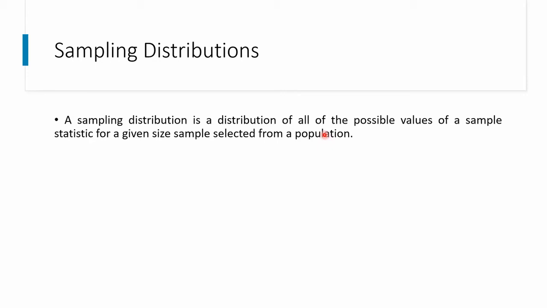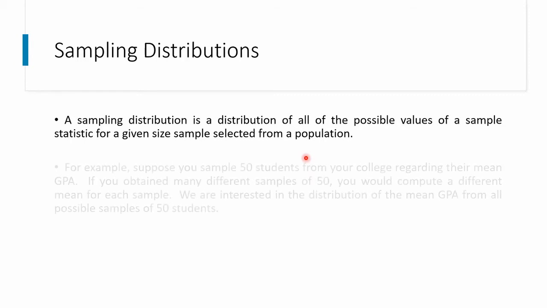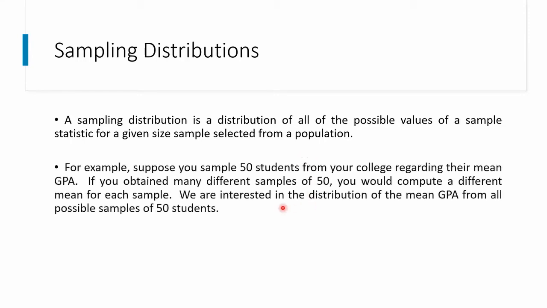Right. So sampling distributions. What is this? A sampling distribution is a distribution of all possible values of a sample statistic for a given size sample selected from a population. So it's a distribution of all the possible values of a sample statistic for a given sample size selected from a population. Very important definition to keep in mind.